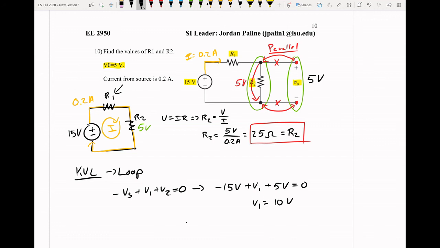And we'll do the same thing as before, so R1 is going to be equal to V over I, which will be 10 volts over 0.2 amps. This should give us 50 ohms for R1. All right, and that concludes the exam 1 review.